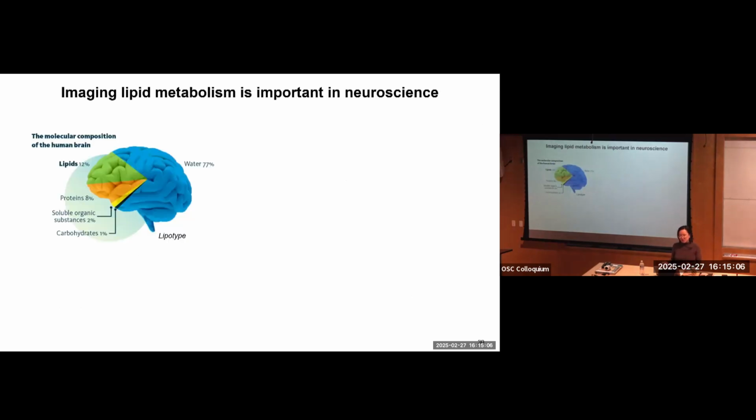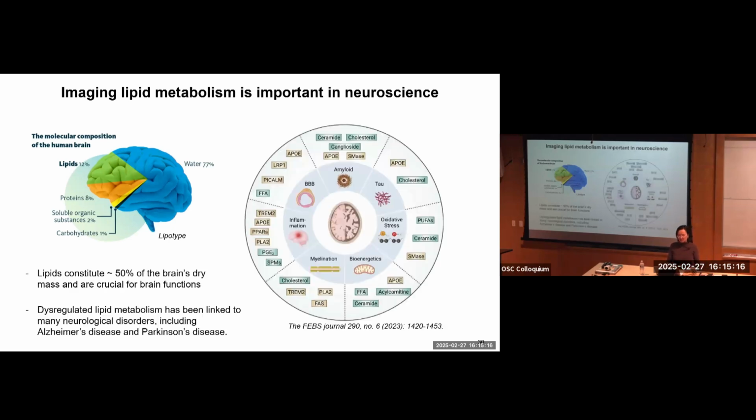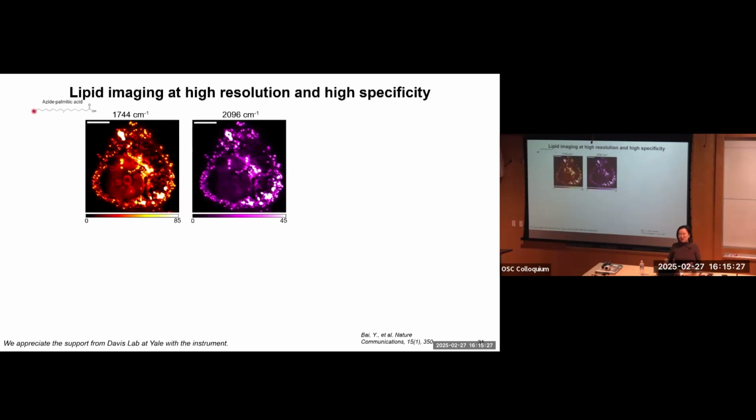Now let's move on to the second project, that is imaging lipid metabolism in neuroscience. The reason why we want to image the lipids is because in our brain we have a lot of lipids, and the dysfunction or dysregulation of lipid metabolism is closely related to many neurological diseases such as Alzheimer's and Parkinson's. So to start with, as a lipid imaging modality, we want to demonstrate that we can indeed visualize the lipid in the cells with very high resolution and high specificity.